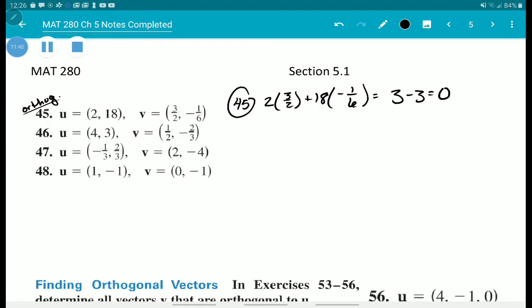Let's look at 46. So I don't see a scalar multiple right off. So let's start with the dot product again. 4 times 1 half plus 3 times negative 2 over 3. So this is 2 minus 2. So once again, we're getting 0. That means orthogonal.